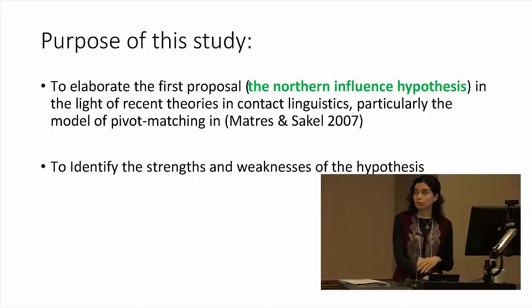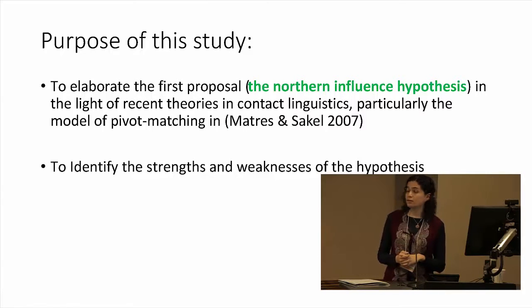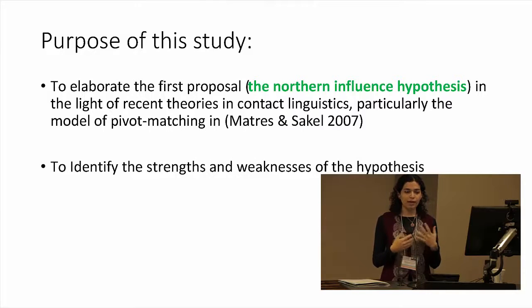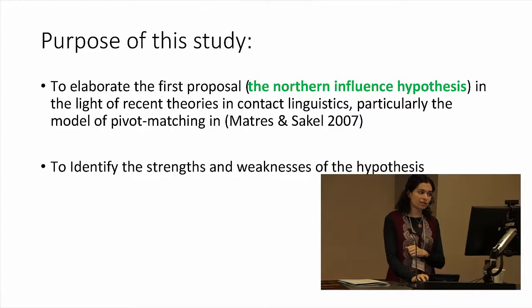Now, the purpose of this study is to elaborate on the first proposal that I call the northern influence hypothesis, because neither Pistoso nor Shokri actually explicitly say what they mean by this process and what the process looks like. So I try to elaborate on the first proposal in the light of recent resources and theories in contact linguistics, particularly the model of pivot matching in Matras and Sakel 2007, and then to identify the strengths and weaknesses of this hypothesis.